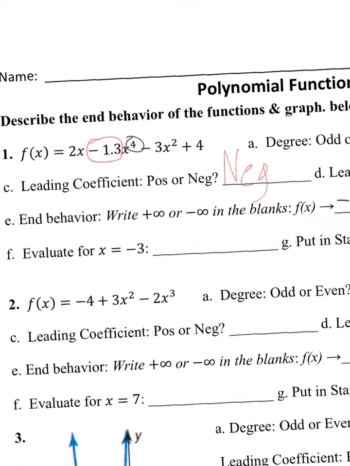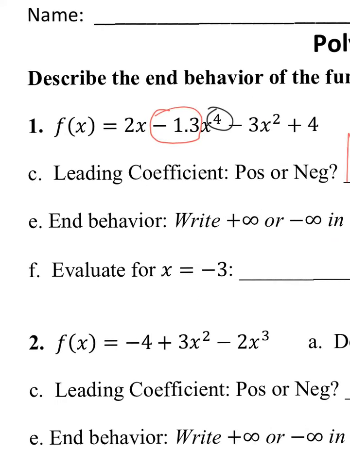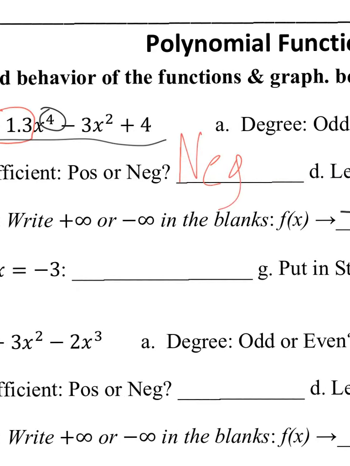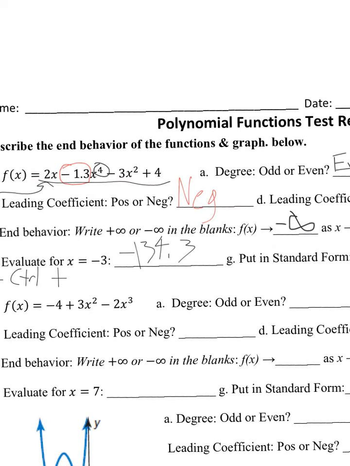Alright, to evaluate for x equals negative 3, I am just going to do Control T. And that's just, plug this whole function in. And let me point to it. There we go. This whole function, plug that in, press Control T. And on my calculator, I get negative 134.3. Alright?